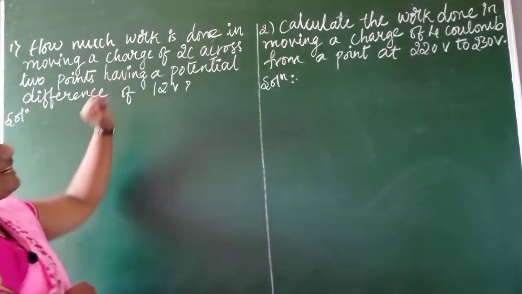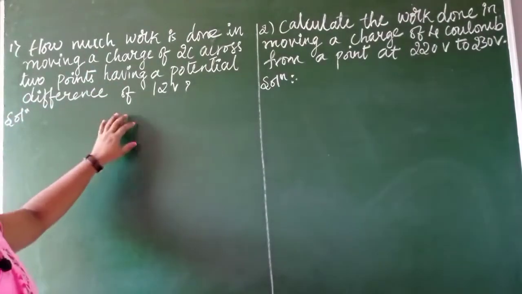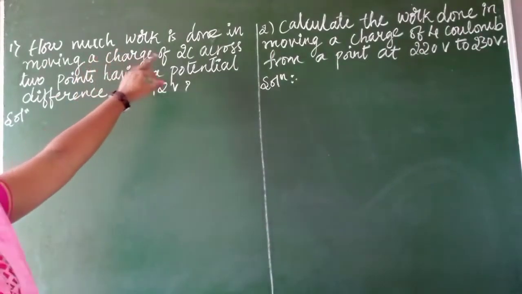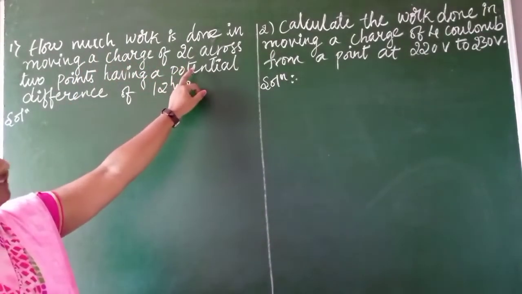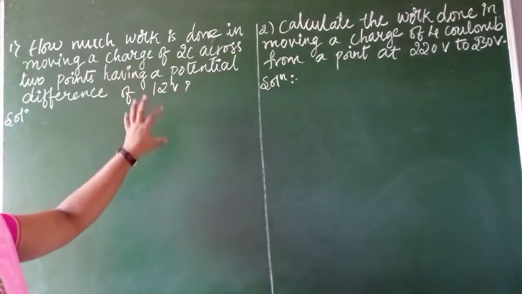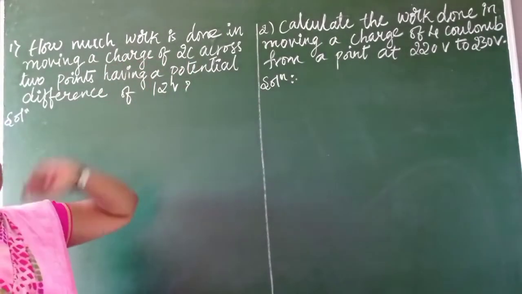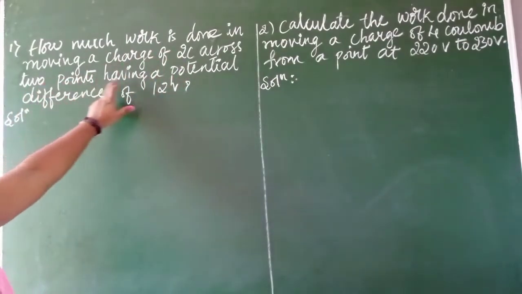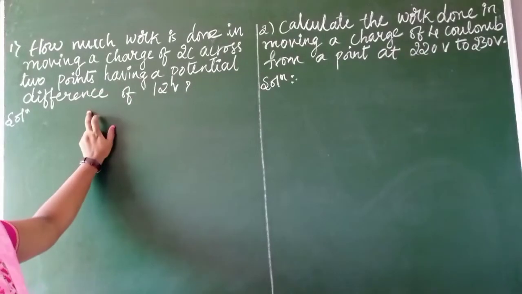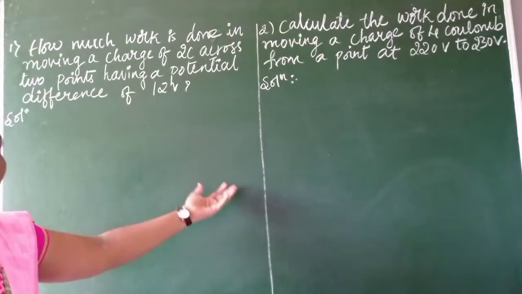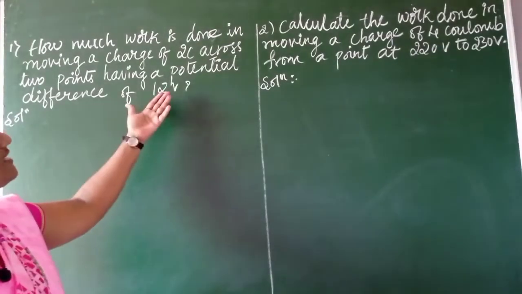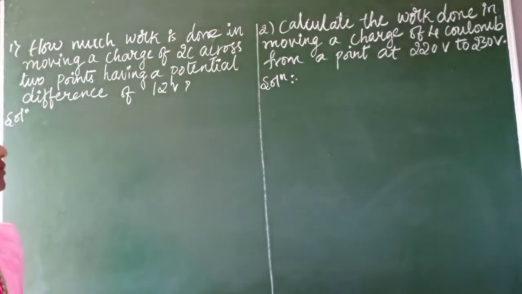So after reading this question, what comes to our mind? We should use a formula, isn't it? Then what are the given data? Charge is given, that is 2 coulombs, isn't it? 2 coulombs means here the charge value is given. And the 2 points, what is it? Across 2 points having a potential difference, means voltage, in other words we will refer to it as potential difference. So V is given as 12 volts. So now what do we need to calculate? Work.